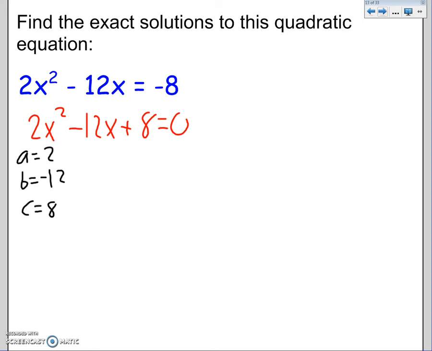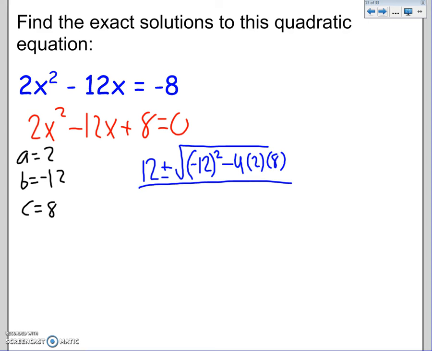So negative B, so change the sign to positive 12 plus or minus square root B squared. Now if you forget the parentheses here, you'll get the answer wrong. Make sure you put parentheses. Minus 4 times A times C, all over 2 times A. Do the inside the square root first, the discriminant. So 144 minus 64 is square root of 80 over 4.